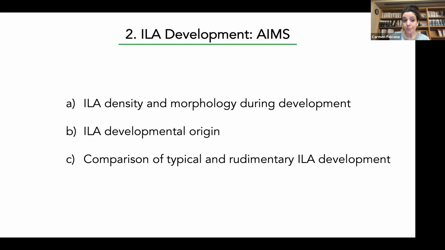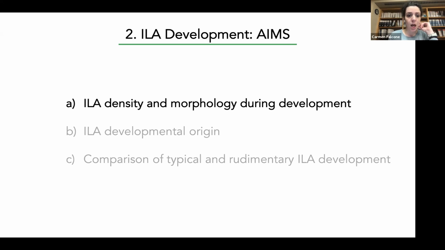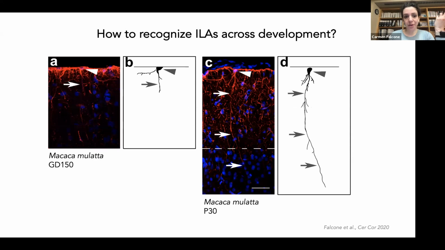So the first thing that we did was to do exactly the same thing that we did in the evolutionary part. We measured their density and their morphology during development. So how can you recognize them during development when they have shorter processes yet? Well, you go and look again at the cell body, which is very close to the pial surface, and the processes that are pointing down.